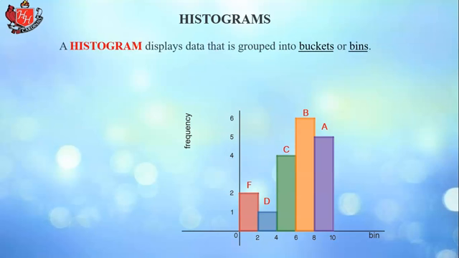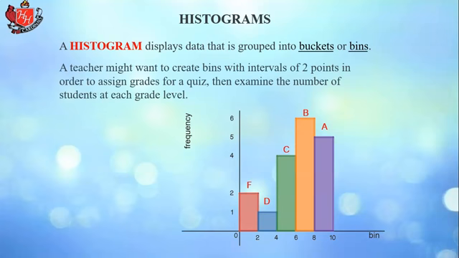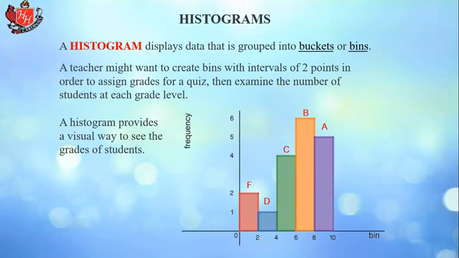A histogram displays data that is grouped into buckets or bins. We generally use the word bin in this class. A teacher might want to create bins with intervals of 2 points in order to assign grades for a quiz, then examine the number of students at each grade level. A histogram provides a visual way to see the grades of the students.